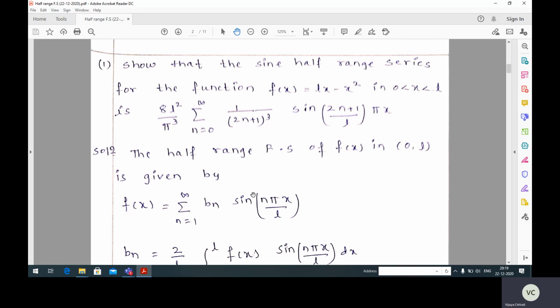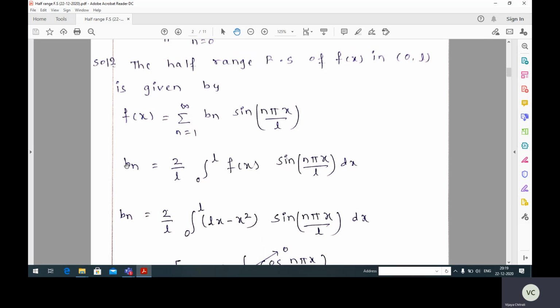So we have the half range sine Fourier series. If it is defined in the interval 0 to L, it is given by f of x is equal to summation n is equal to 1 to infinity bn sine n pi x by L. So we need to find bn. We have bn is equal to 2 by L integration from 0 to L f of x sine n pi x by L dx, right?